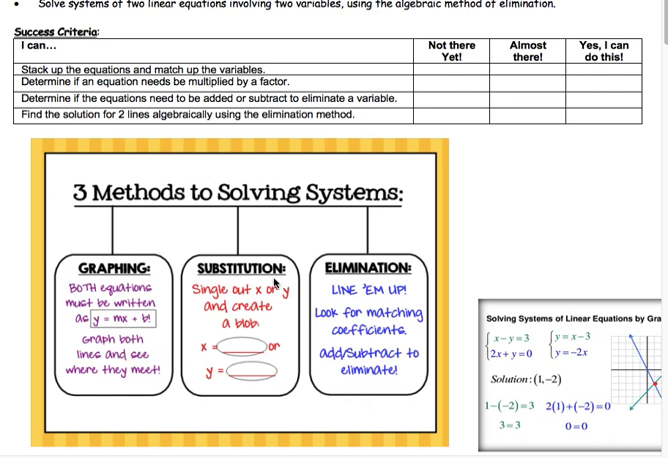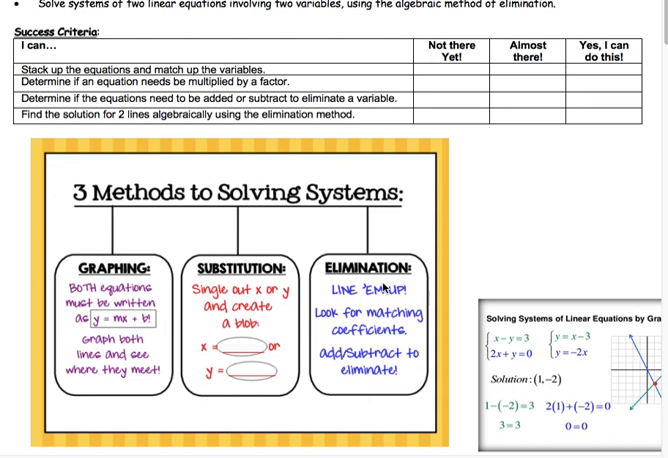In the next cycle, we learned about substitution. This is where we isolate one of the equations for one of the letters, then we sub it into the other equation, solve for one letter, solve for the other letter, and then you get the solution to the system. The new method for this lesson is called elimination.